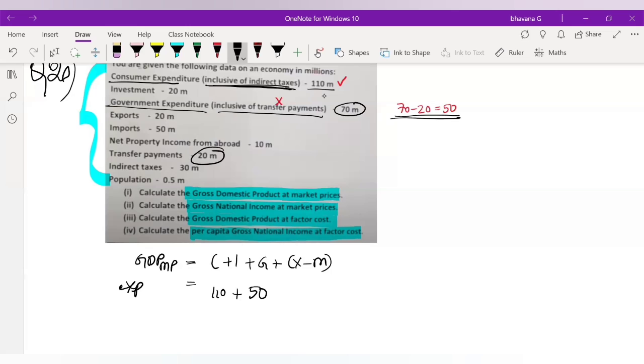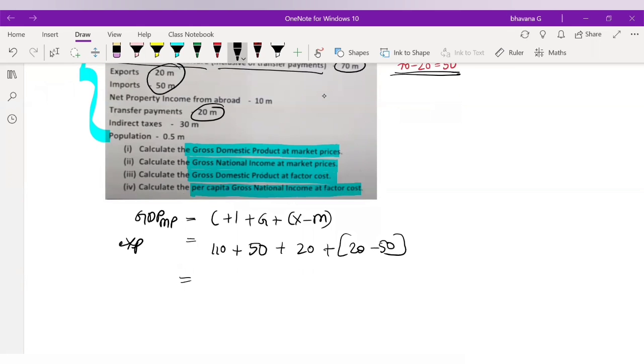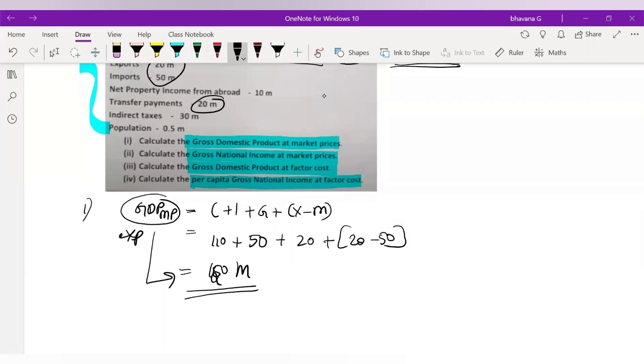With this, you will add your investments. Here your investments is 20 million. Plus you will do exports minus imports. They have given you the values: exports is 20, imports is 50. If you do this, you will get your GDP MP value as 150 million. So the first one we have solved.